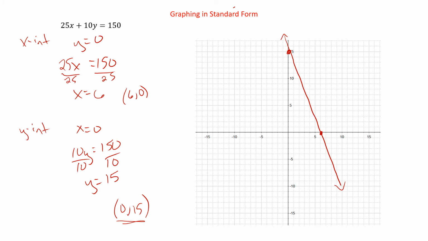Now, I showed a lot of work to find my intercepts. A lot of times, especially if I'm doing it on the board, when y equals 0, I just use my hand. I cover up that 10y. So we have 25x equals 150, divide by 25, x equals 6. Then do the same thing for the other one.